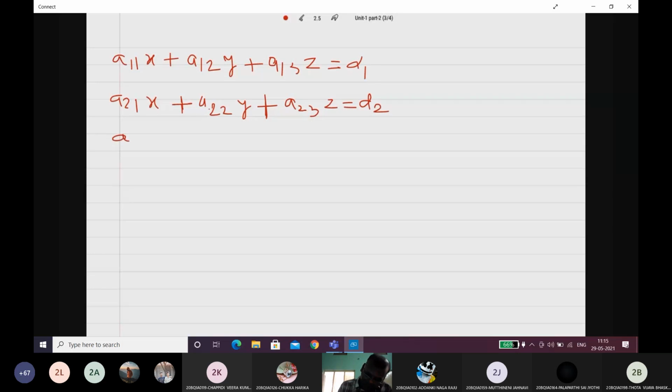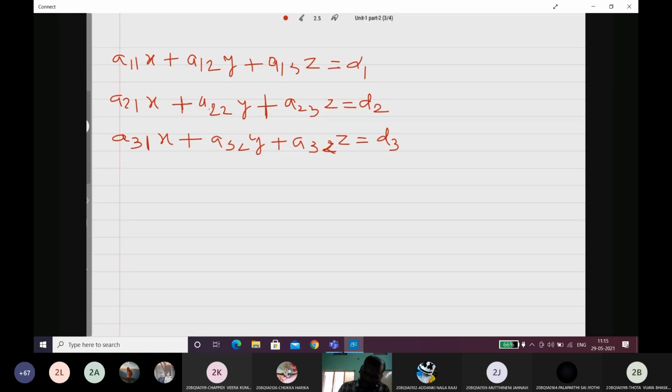Next, the third equation: A31x plus A32y plus A33z is equal to D3.